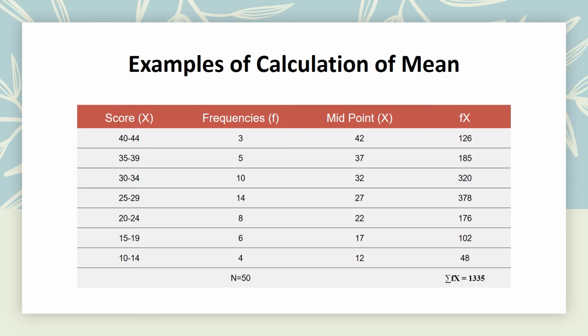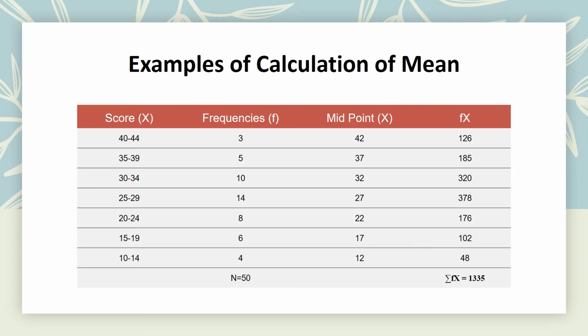Here I have taken one example. The scores are represented in certain class intervals like 40 to 44, 35 to 39, 30 to 34. The size of the class is 5, and between 40 to 44 there are 3 frequencies, between 35 to 39 there are 5 frequencies. Accordingly, frequencies are given in the second column. In the third column, the first step is to find out the midpoint. So how to find out the midpoint?